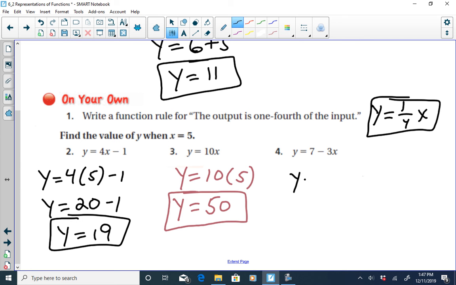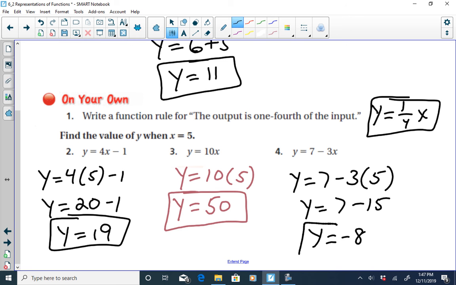Normally, when you replace a variable with a number, you want to remember to use parentheses to show that. All right, our output of y is equal to 7 minus 3 times our input, and our input's going to be 5. Y is going to be equal to 7 minus 3 times 5, which is 15. 7 minus 15. Y is going to be equal to negative 8.